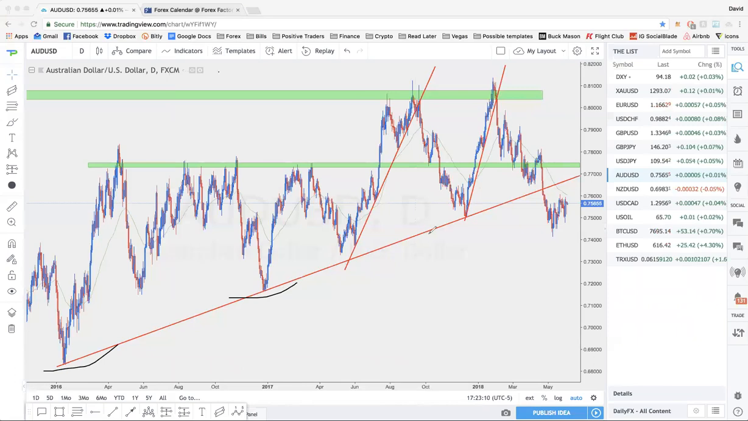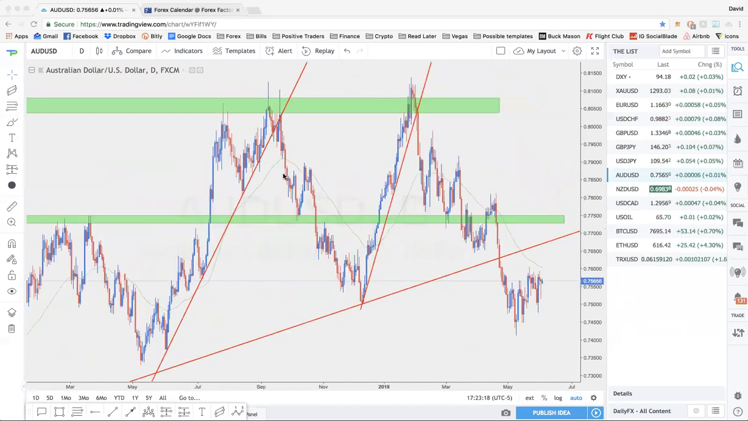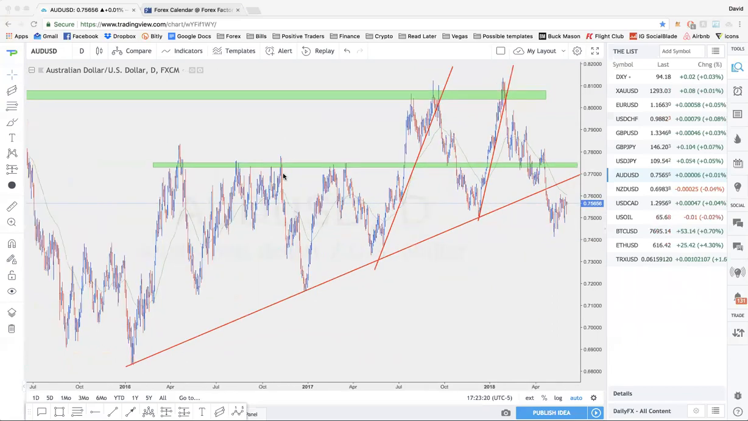this pair. So we have this support, we made a major support area broken. In the previous couple of weeks, actually, we've just kind of been consolidating. So this move has been called for a while.